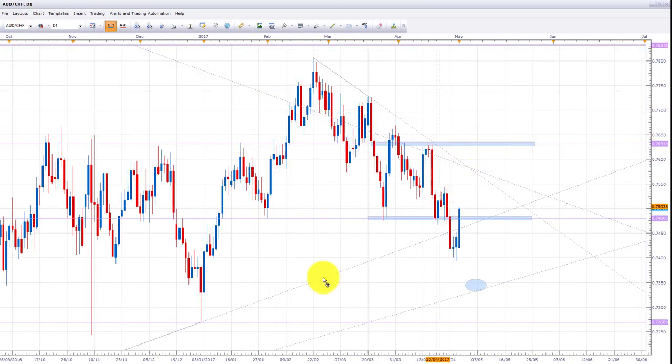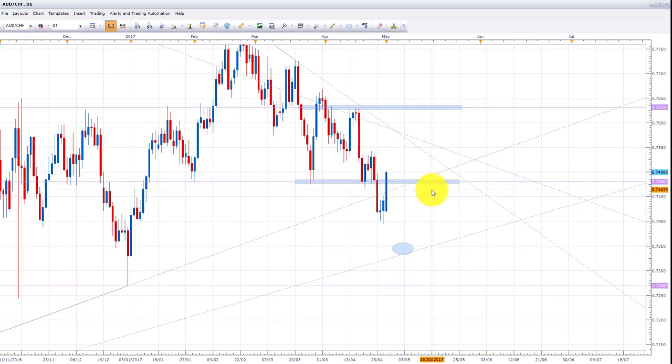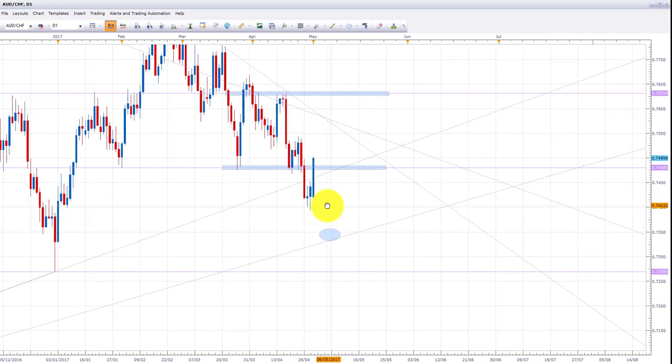Aussie franc. Aussie franc was in a wedge, inside a wedge, inside of range, so we really needed some direction on this. We did get some direction as it broke out of this range bottom here and also this upward sloping trend line here. We have seen quite a severe pullback and a retest of this area.